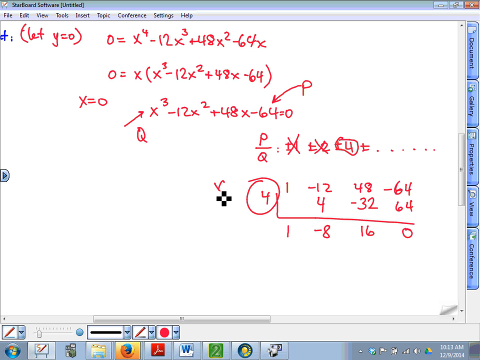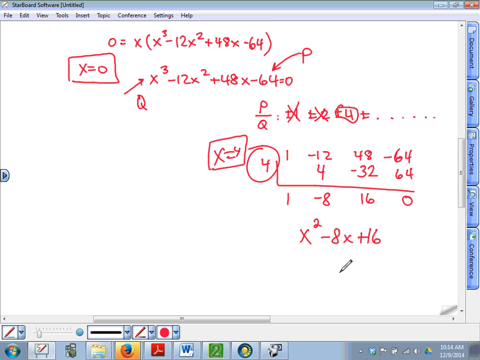So we know x equals 4, and we already knew x equals 0. And now we have this equation, x squared minus 8x plus 16.